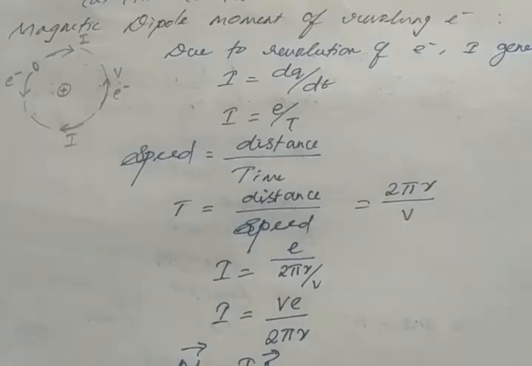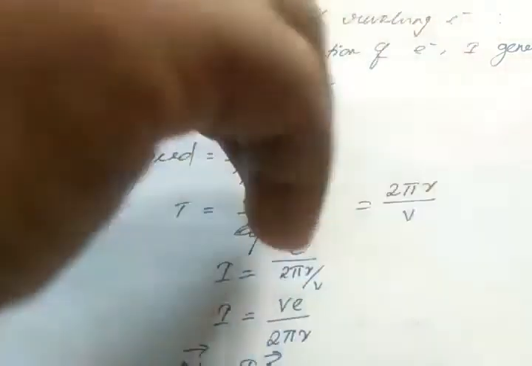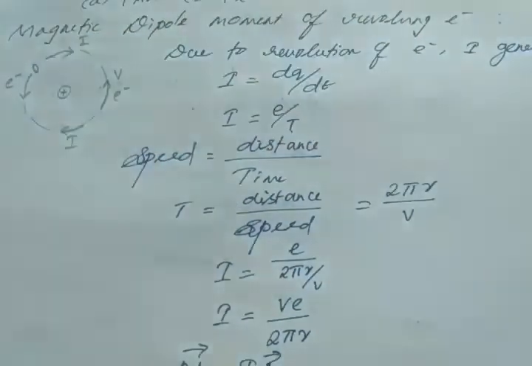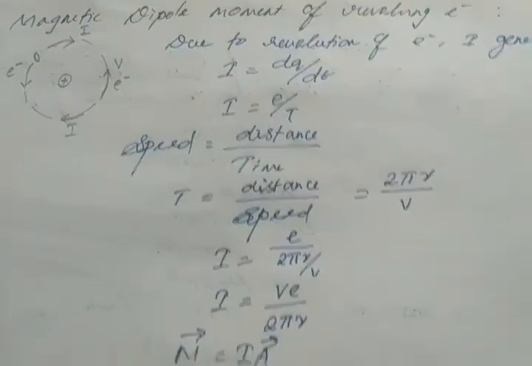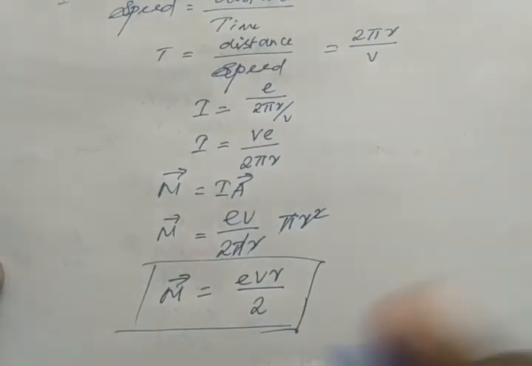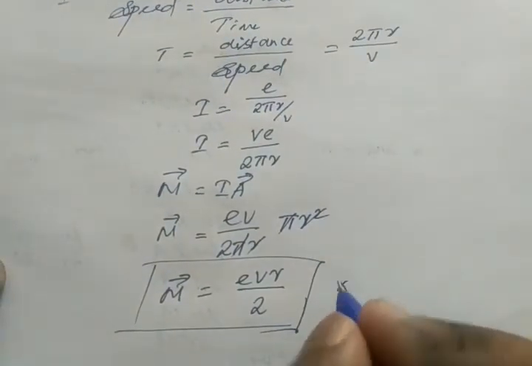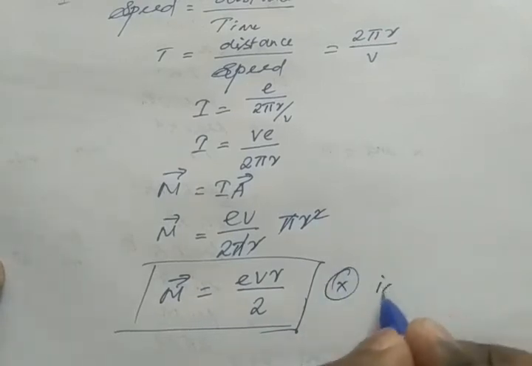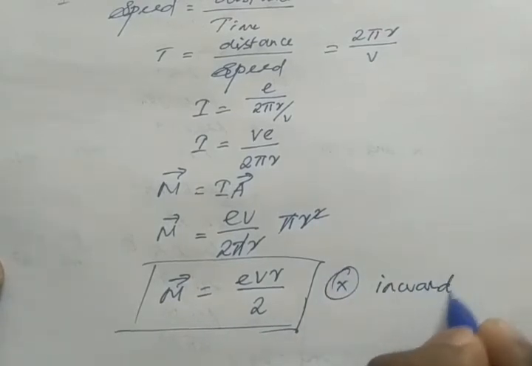So what is the direction of magnetic dipole moment? A current is flowing in clockwise direction. So curl your fingers and thumb pointing inside the paper. Okay, so the magnetic field produced here is inwards. So inwards we put a cross. The direction of magnetic dipole moment is inwards.